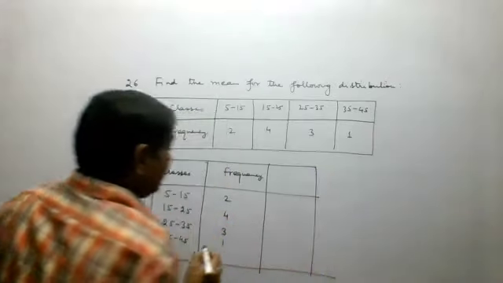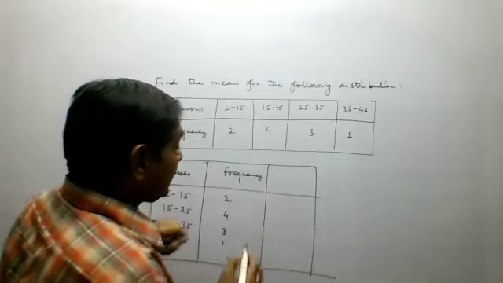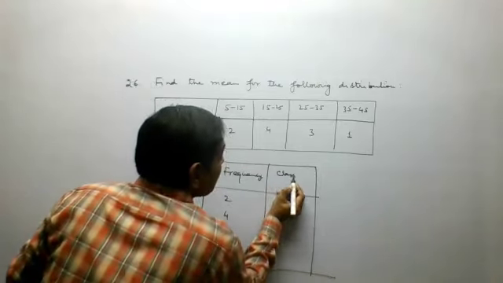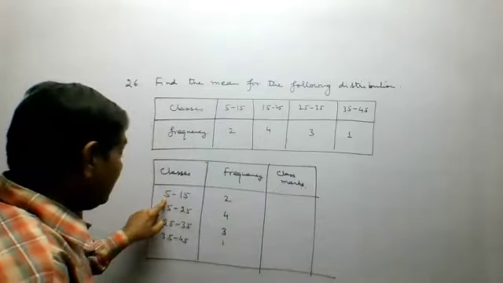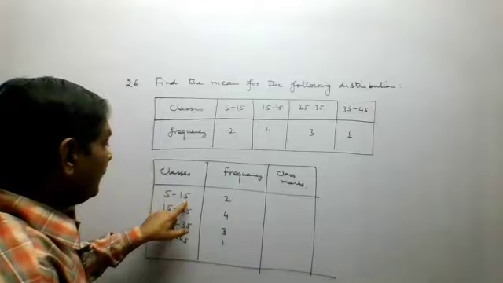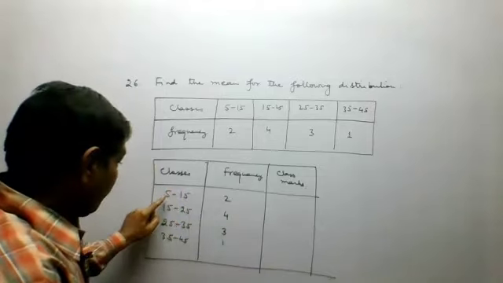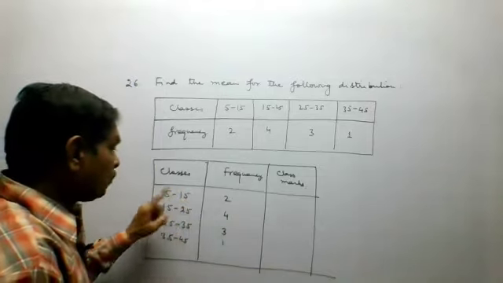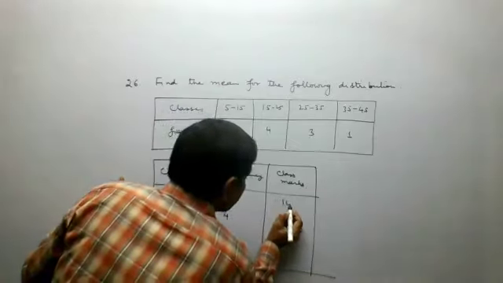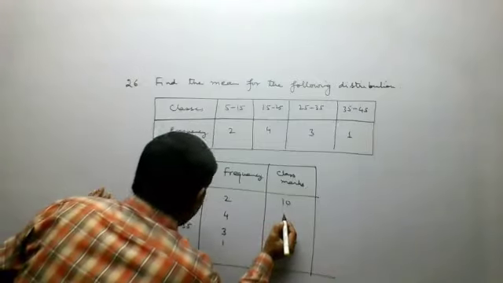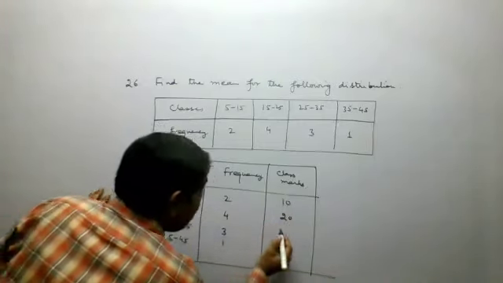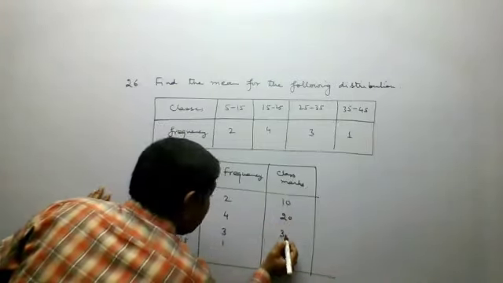Now in next table we will write the class marks. We know the class marks are sum of the lower limit and the upper limit of the classes upon 2. So 5 plus 15 is 20, 20 upon 2 is 10. So 10 will come here. Similarly here 15 plus 25 upon 2. So here it will be 20. Similarly here 30 and here 40. This will come in next column.